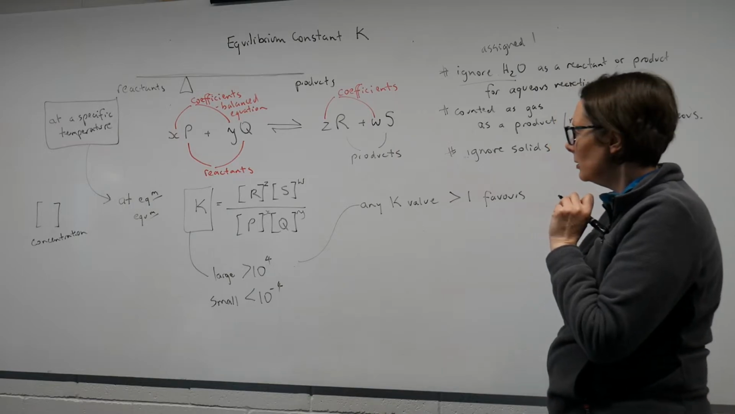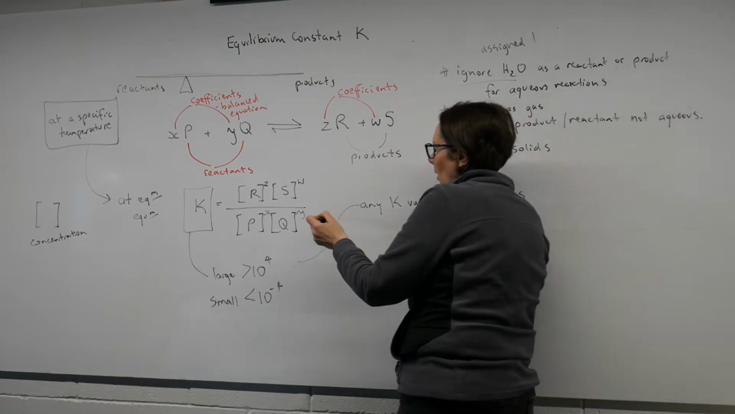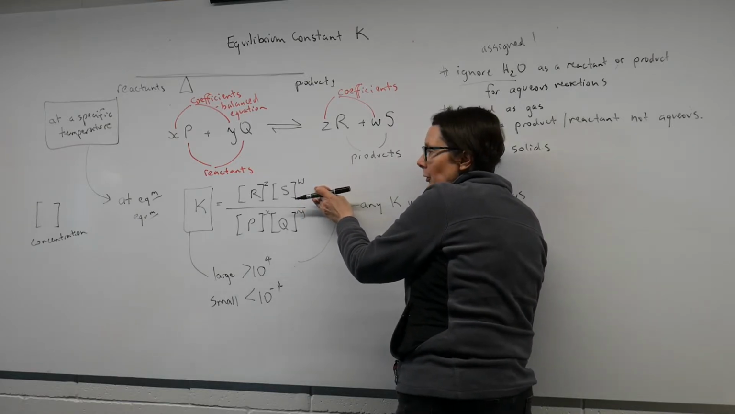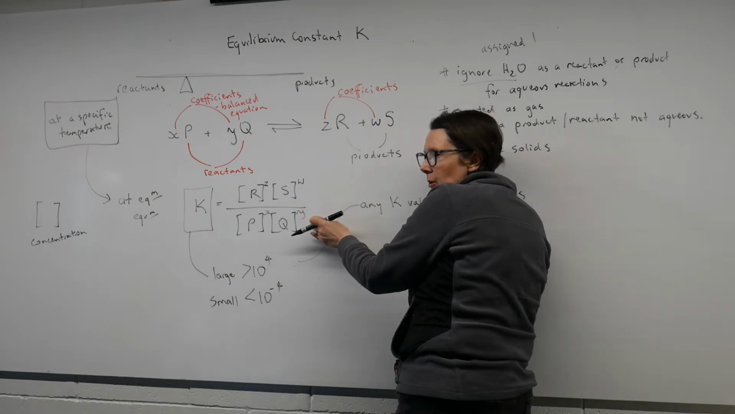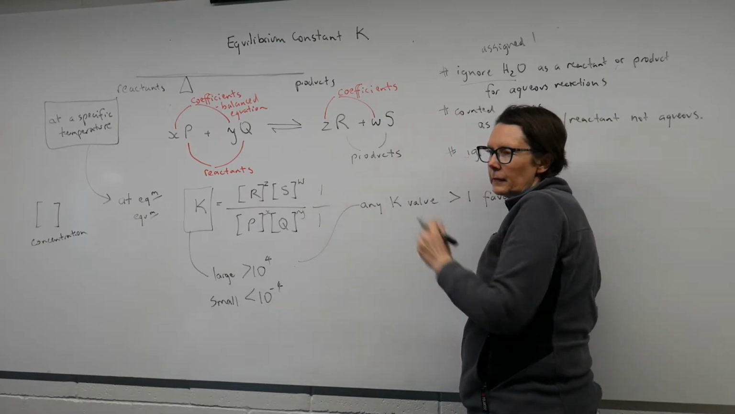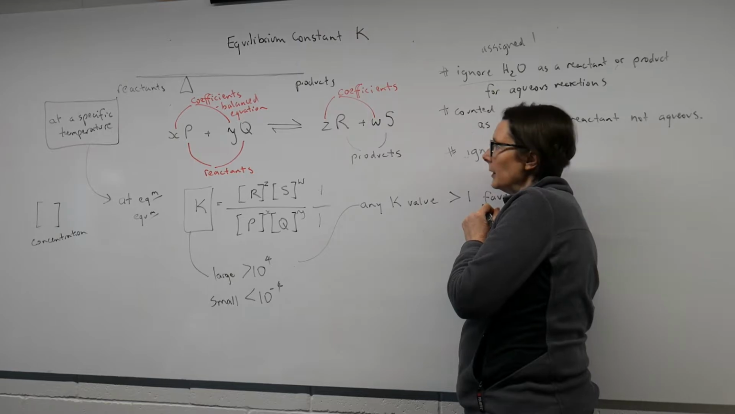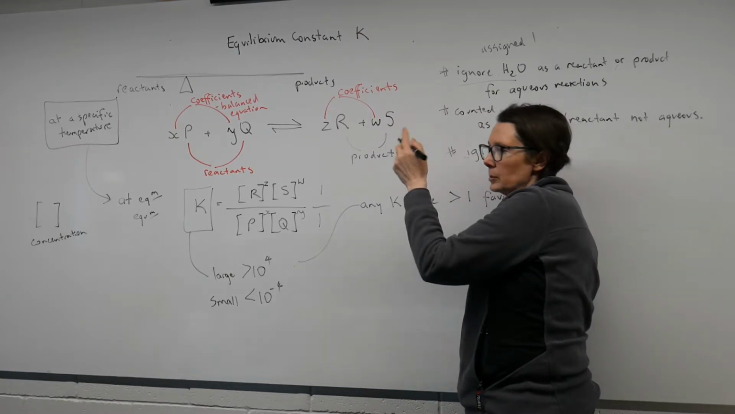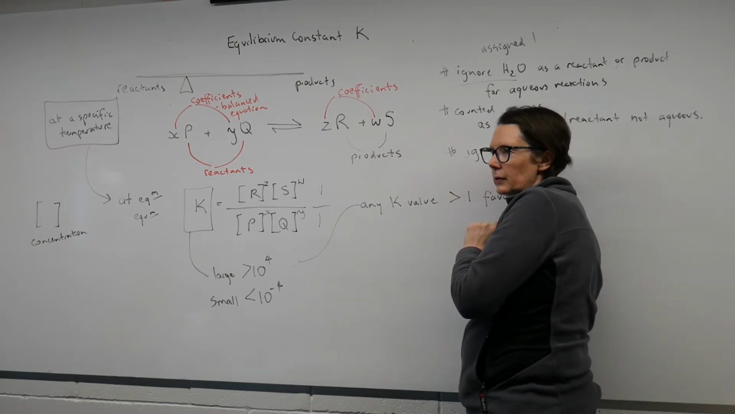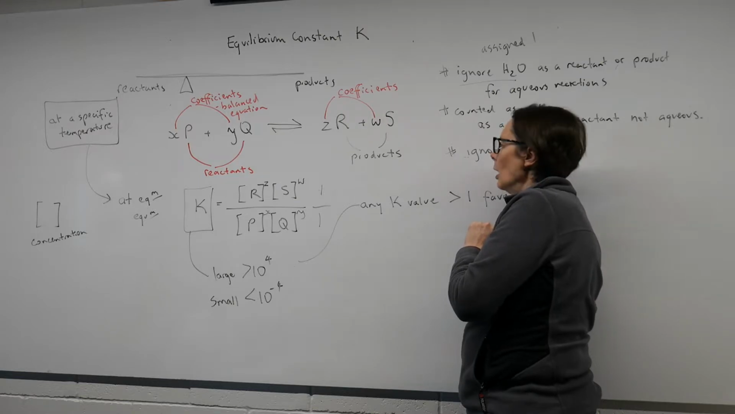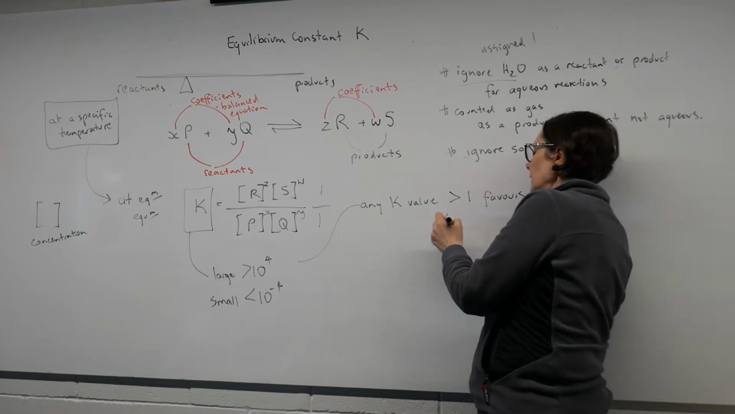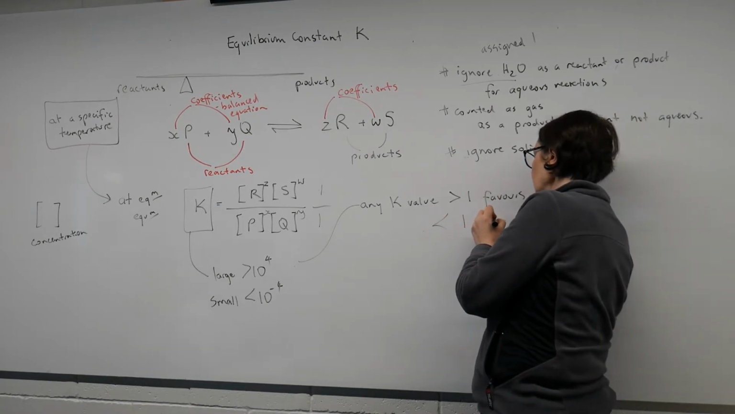I'm asking you to tell me what we have up here. We've got our products on the top and we've got our reactants on the bottom. So if they were the same, then it would be 1. That would mean that equilibrium was basically balanced right in the middle. But I'm asking you, which way is favoured if the number's greater than 1? Products. And so therefore, any K value less than 1 favours reactants.